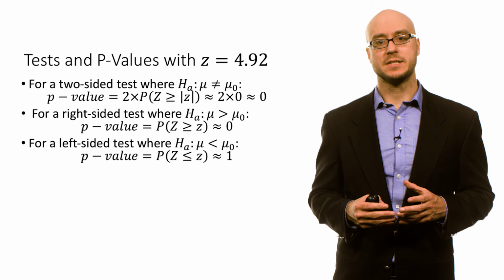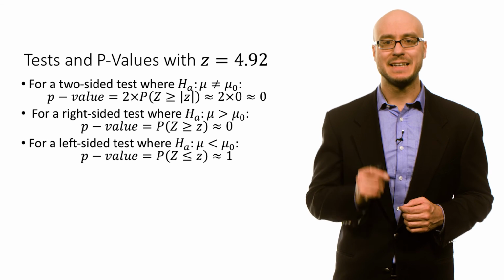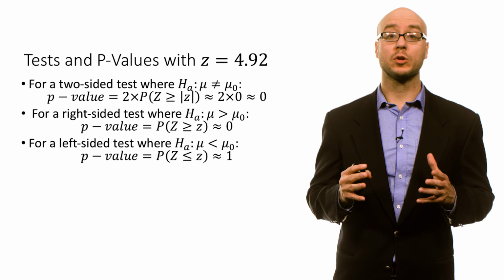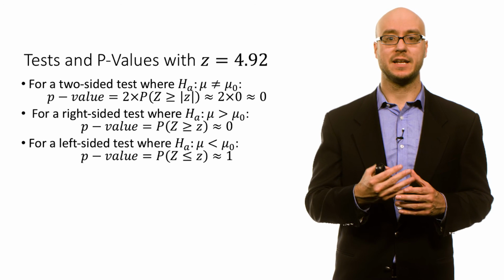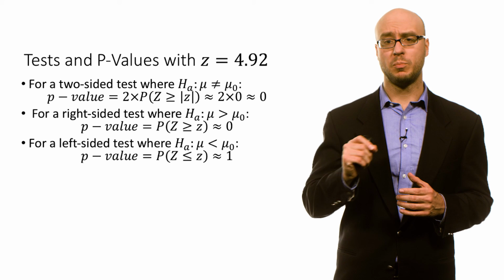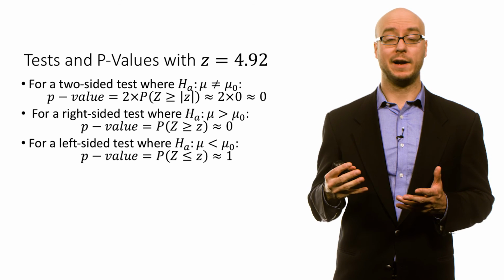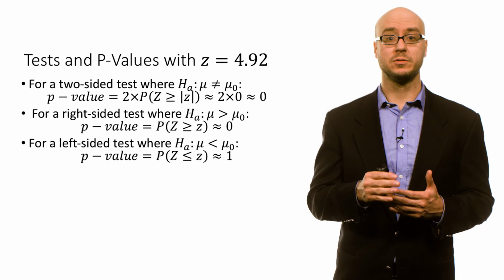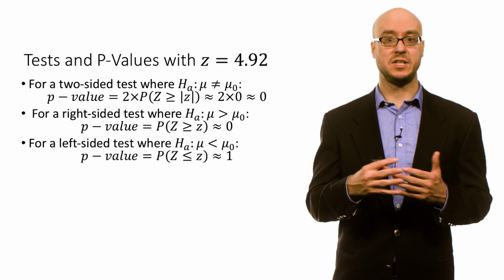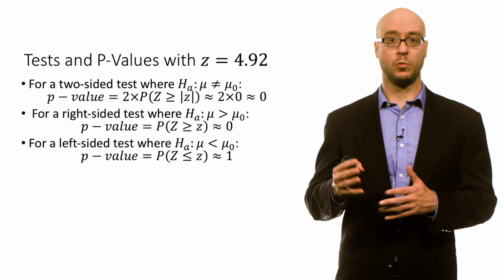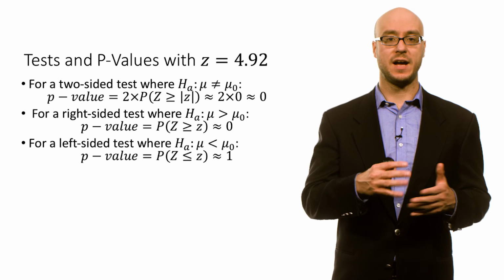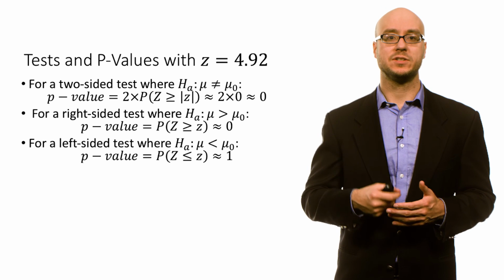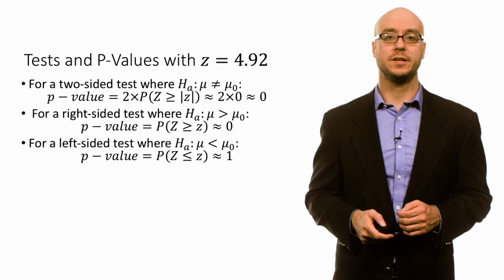For a left-sided test, where the alternative is that the population mean is less than the claimed value under the null hypothesis, the p-value is nearly 1. That just reflects the fact that the z-test statistic is so extreme, so positive, it's really quite likely to obtain, under the assumption that this null is true, any range of z-test statistics, from 4.91, 4.5, down to negative 5 to 2. It's very likely to have a wide range of z-test statistics less than 4.92.